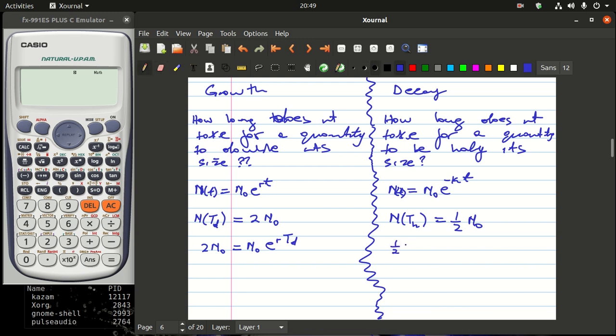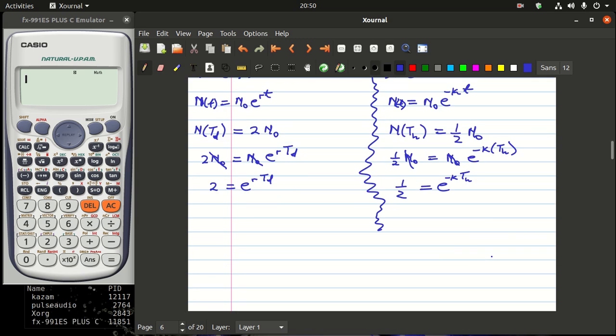And then this side I will have 1/2 times N naught is equal to N naught e raised to minus k times t_h, right? So it's going to be h as the value of t because it's the time it takes for it to be half. Now I have an N naught on this side and that side. I can cancel it out, and then I end up having 2 is equal to e raised to r times t_d. And then this side, this cancels out with that. I have 1/2 is equal to e raised to minus k t_h.